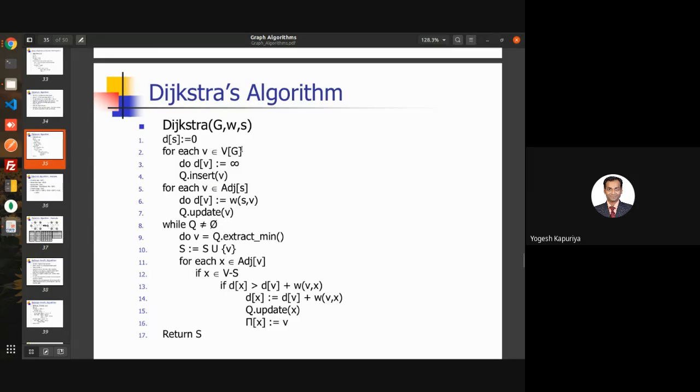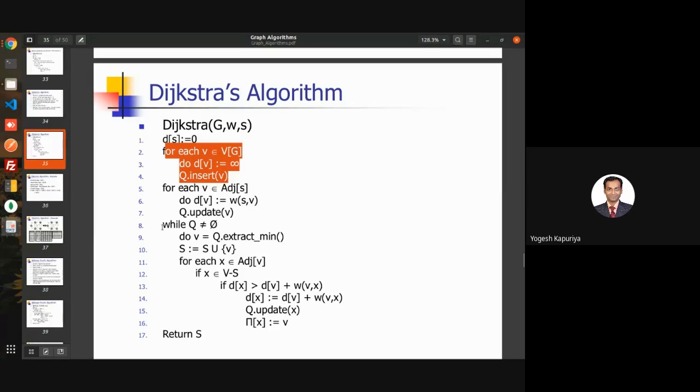Here there should be one change. It should be V of G minus S. Minus S means that you are not considering the source vertex. You are not changing its key to infinity, right? You have already changed it to 0. So distance of source is 0 and you insert that inside a Q. Again, you insert all other vertices inside a Q.